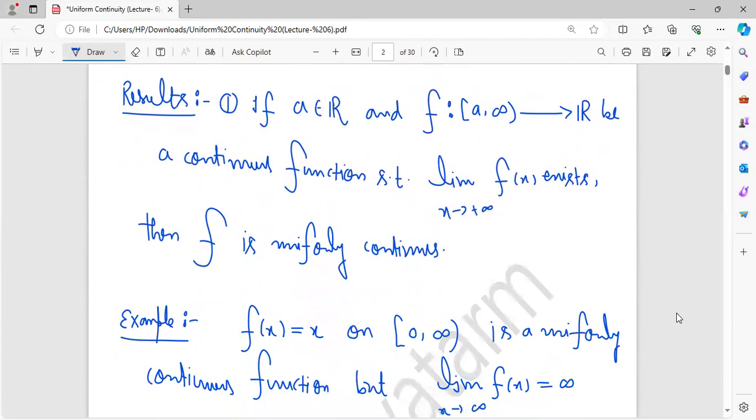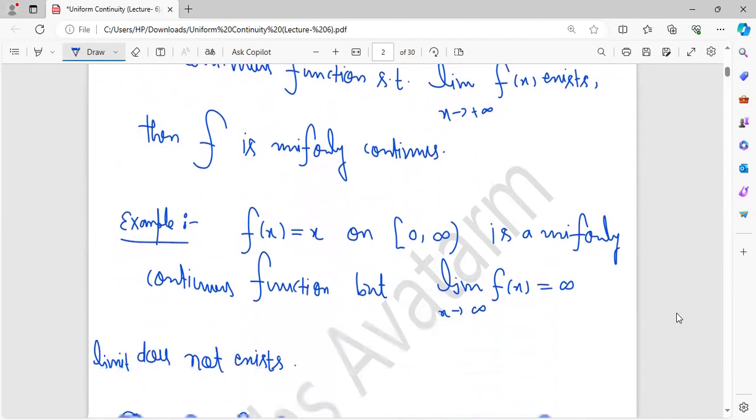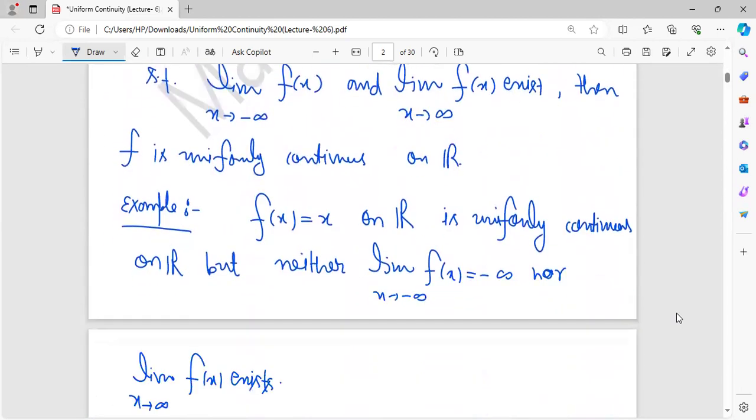I have also proved one result: if f is continuous on the open interval (a, infinity) and the limit at infinity exists, then the function is uniformly continuous. So we can also find an example where the function is uniformly continuous on the open interval (a, infinity) and the limit at infinity does not exist. The same example, f(x) = x, you can take.